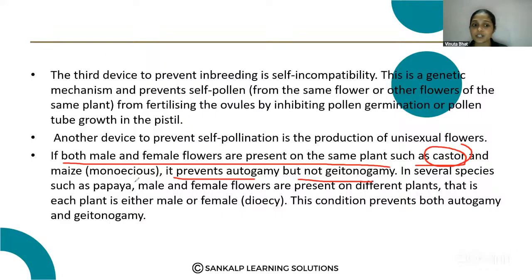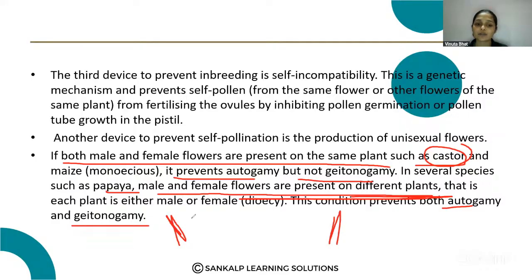In several species such as papaya, male and female flowers are on different plants. So it prevents both autogamy and geitonogamy. The male flower is on one plant and the female flower is on another plant. So there is no autogamy and no geitonogamy; only xenogamy takes place. Okay, that is the case in papaya.